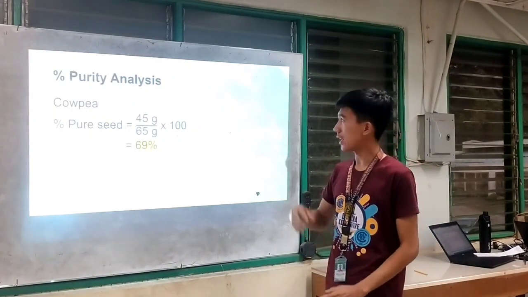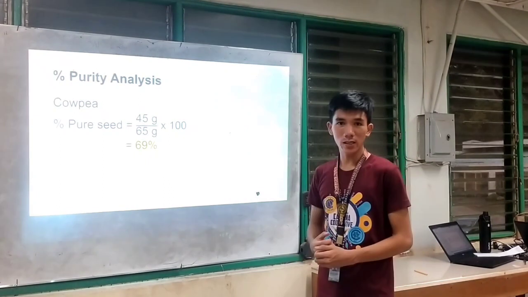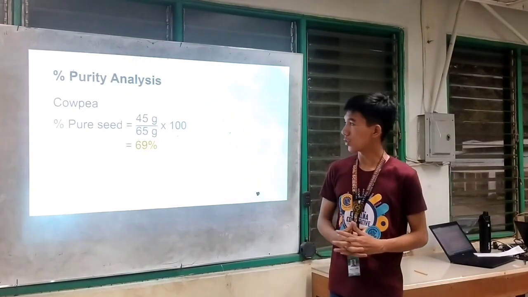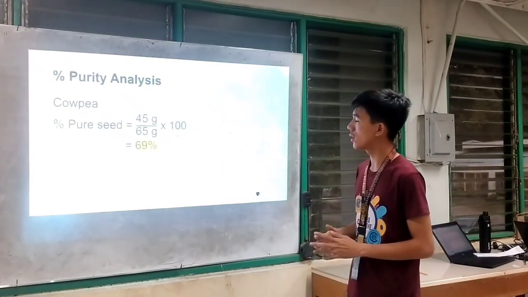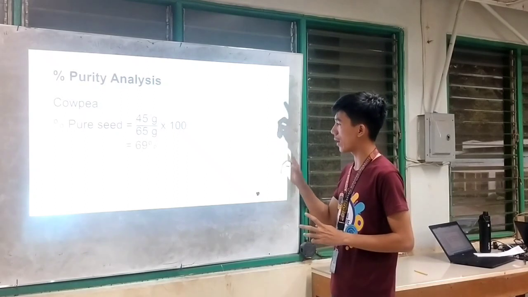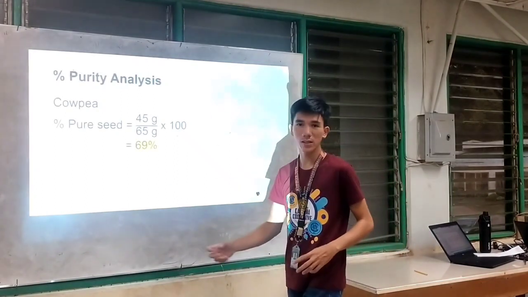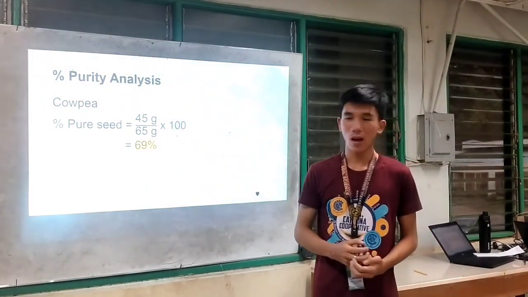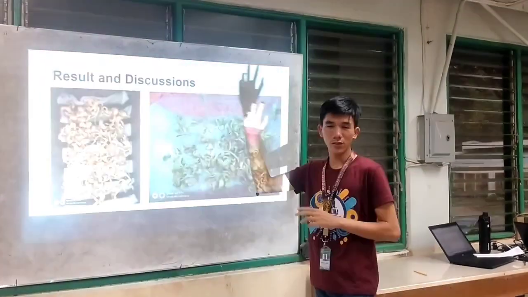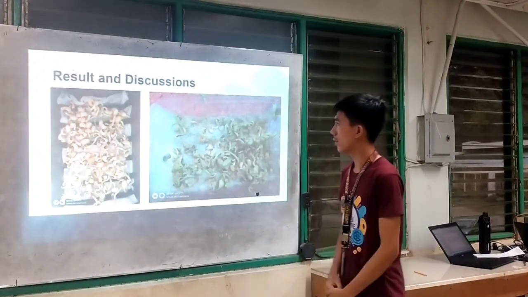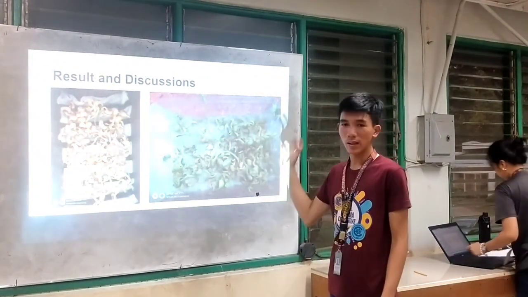So this is the percent purity analysis of cowpea using the quartering method. Percent pure seeds is 45 grams divided by 65 grams times 100, which equals 69% pure seed. This is the result and discussion as you see in the table.